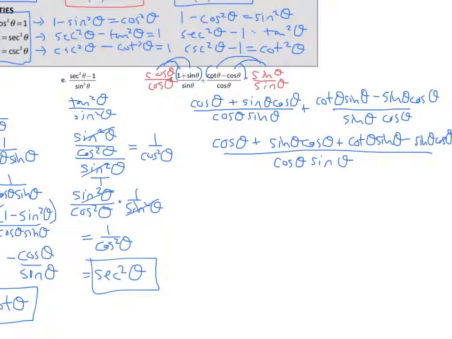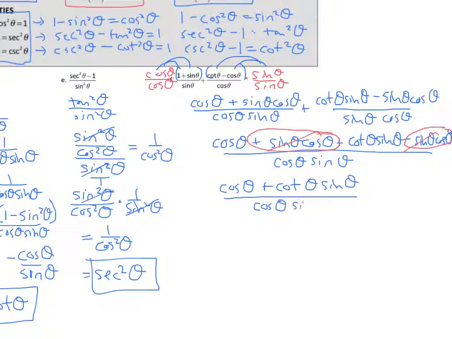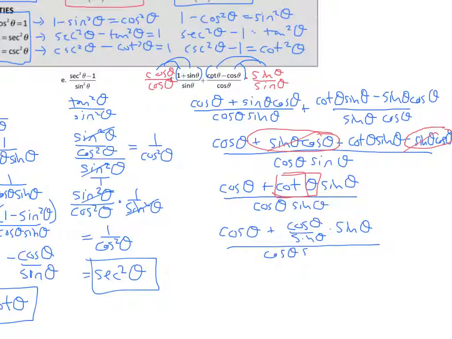And on the top I have a plus sine theta cosine theta that's going to cancel out with the minus sine theta cosine theta. So that makes the top a little bit simpler. We get cosine theta plus cotangent theta sine theta over cosine theta sine theta. I can rewrite this cotangent theta as cosine theta over sine theta. So I get cosine theta plus cosine theta over sine theta times sine theta over cosine theta sine theta.